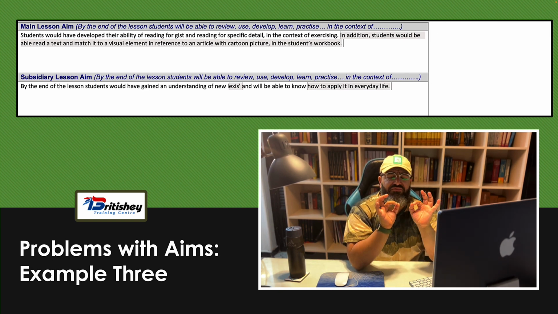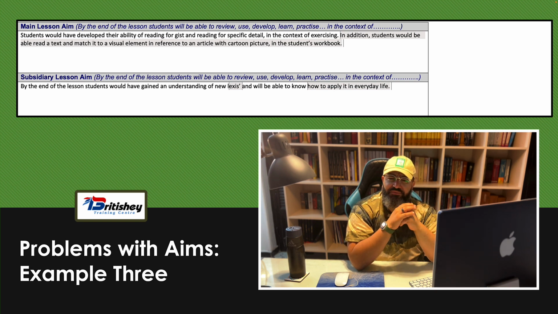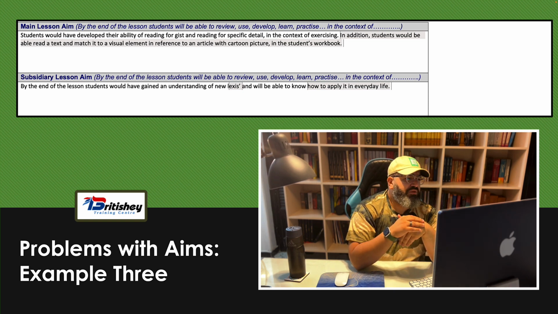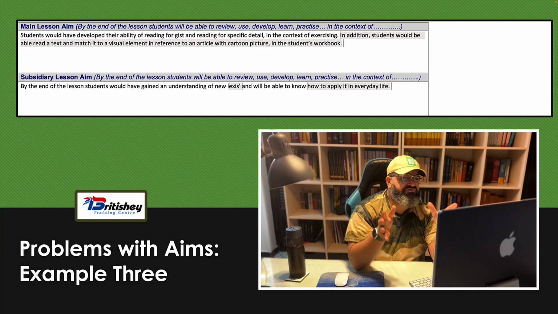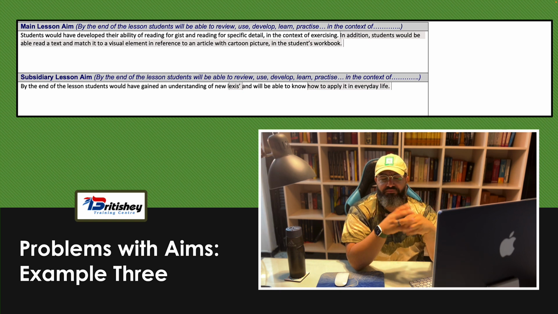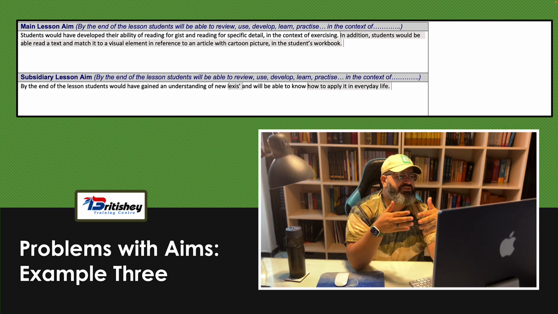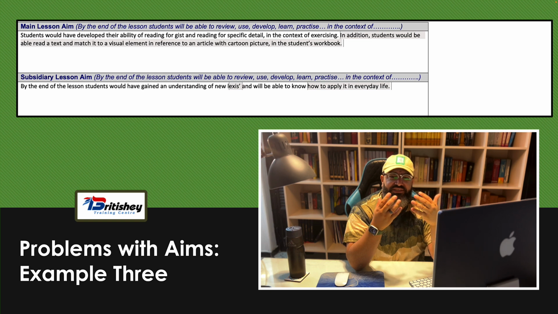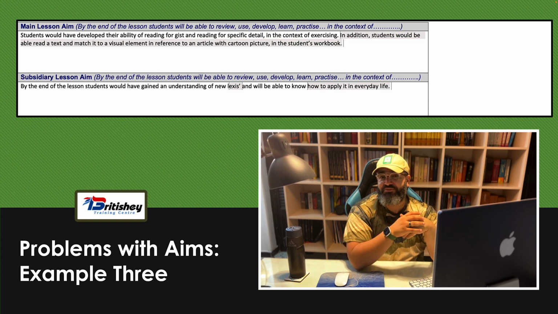First, reading for a specific detail. Well, this is not clear. What does the candidate mean here? Is it reading for details or reading for specific information? Because it said reading for a specific detail. Now it's not clear for me. And in the context of exercising, fine. But he said after that, in addition, students would be able to read a text and match it to a visual element. That doesn't sound like a main aim to me. That sounds more like procedures, because you're giving details of the activity, and what is it exactly? No. In main aims, I want you to focus on the systems or skills and the sub-skills.